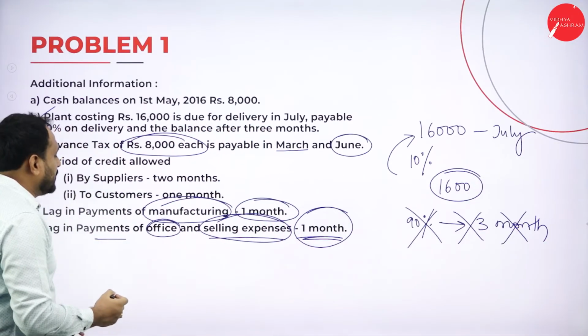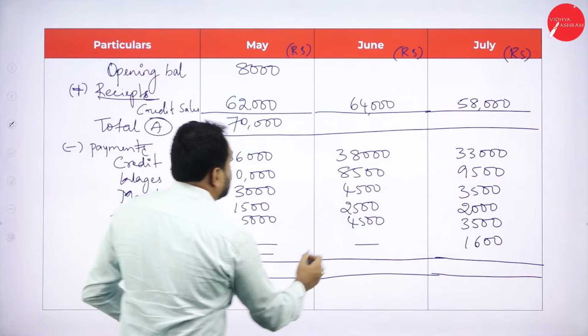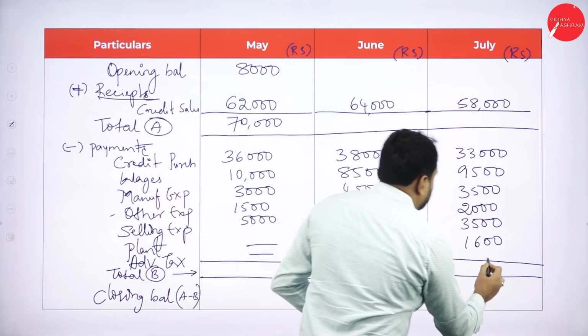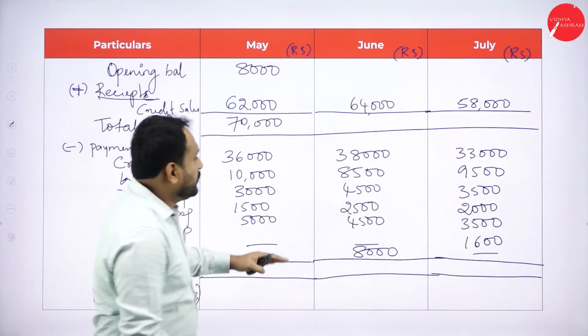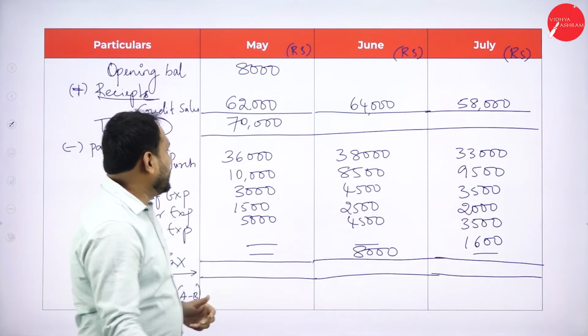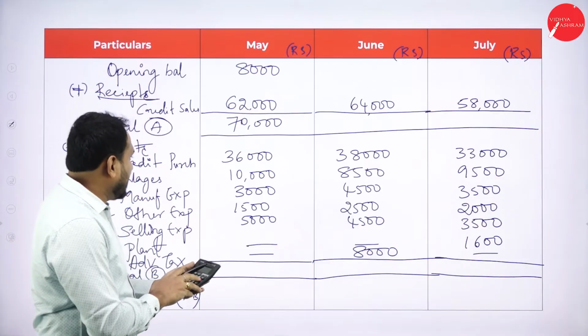That is 8,000 rupees. So advance tax is how much here? Here also it is dash. June I'll pay how much? 8,000, and July it is nil. So this is what my entry would be. Now what we should do is calculate. Let's go with the calculation. Take a calculator here, students. Let's go with the calculation.